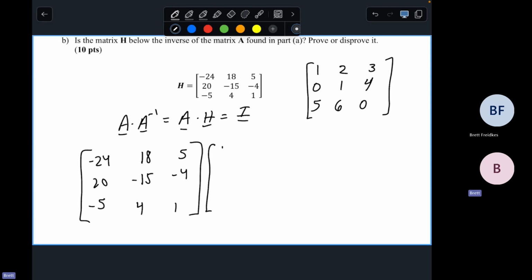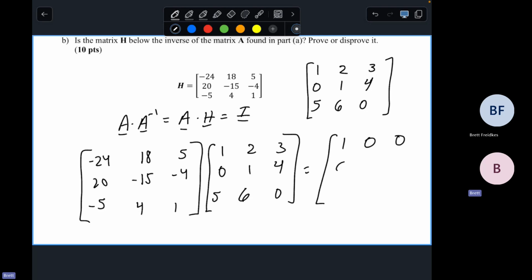So if you multiply these out, you will get the identity matrix. I believe that these are inverses. But that's the identity matrix. If you look at the first row in the first column, you get -24 plus 0 plus 25. That's 1. Yes.